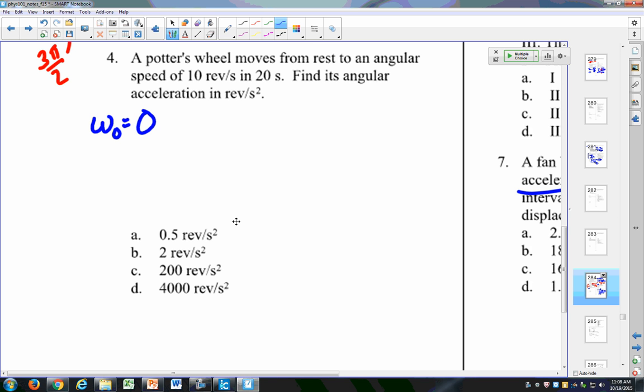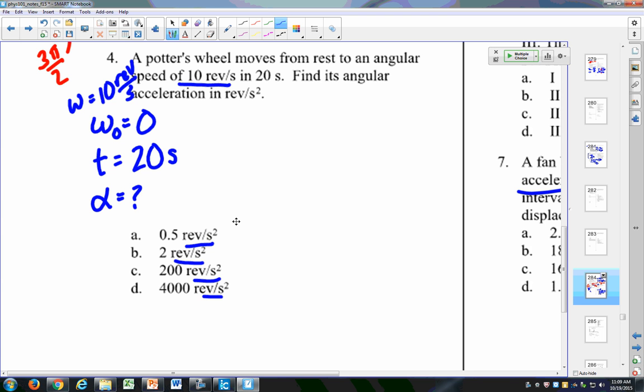All right, so omega naught is equal to 0. T is 20 seconds. And I want to know what is its angular acceleration. That's alpha. I also know that it moves up to an angular speed of 10 revolutions per second, so omega is 10 revolutions per second. Now you could convert that to radians per second, but I'm going to leave it at 10 revolutions per second because my units down here are all in revolutions per second squared.